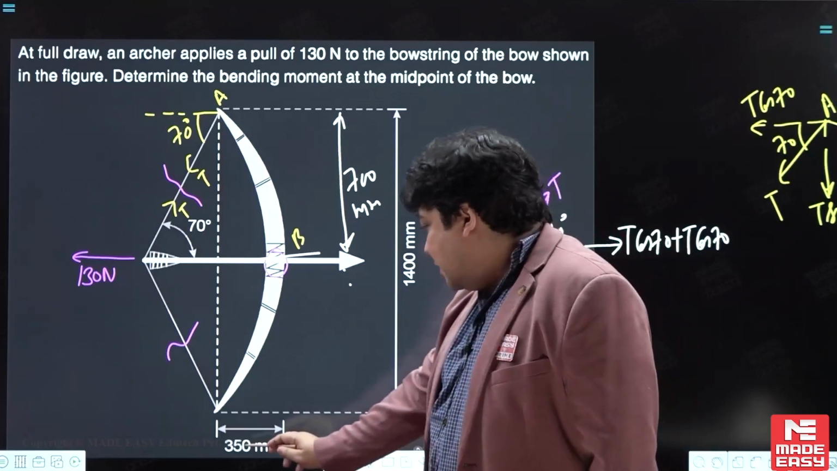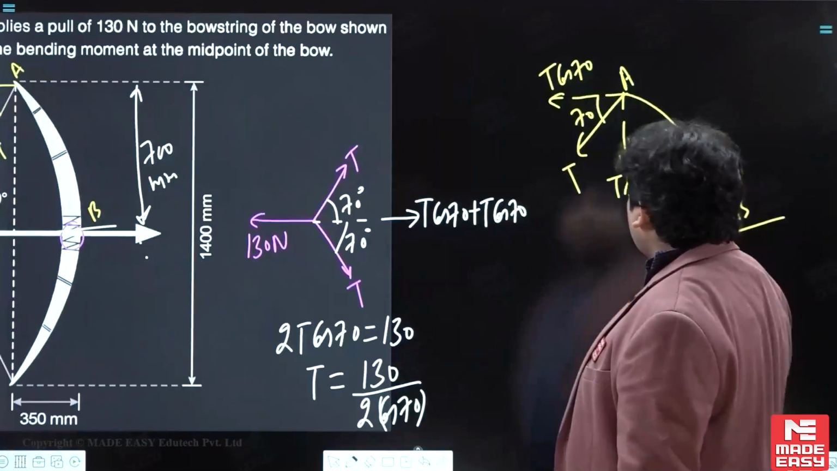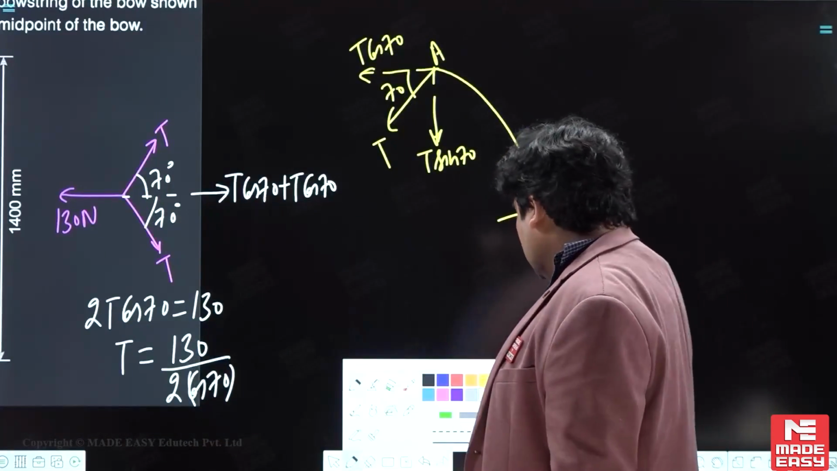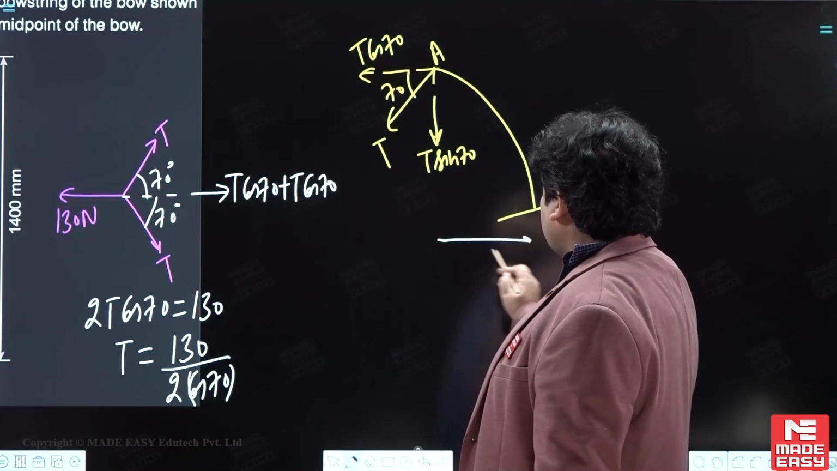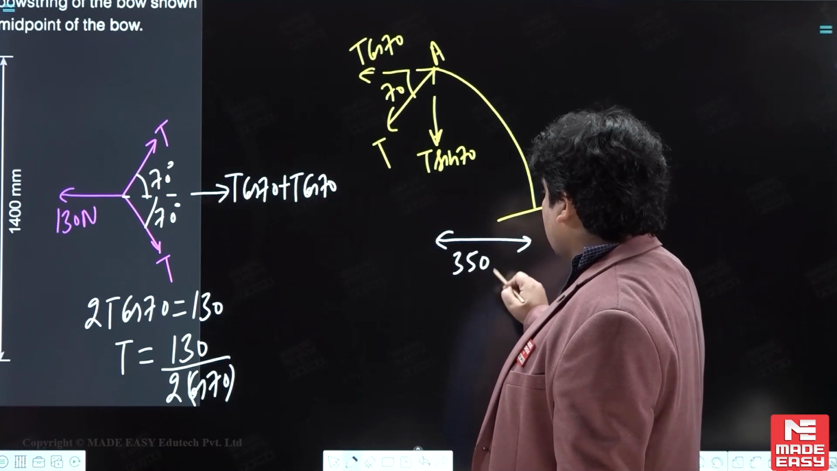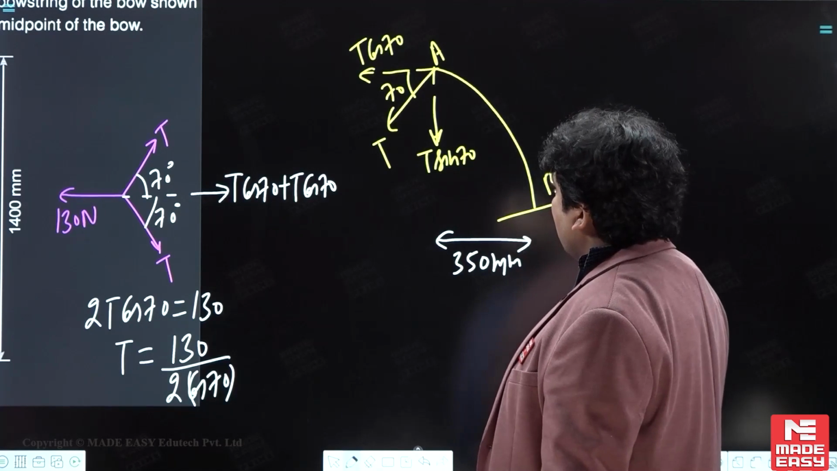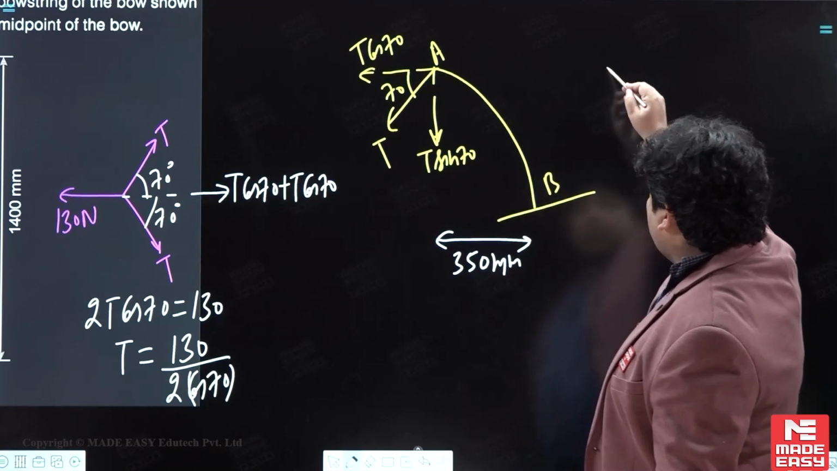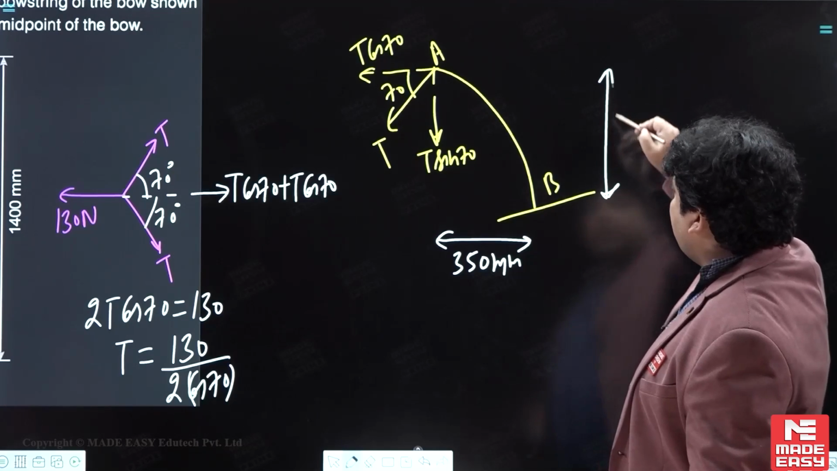And this distance is given, that is 350 mm. So we can find the distance, and we can find the moment value. So check this distance: that distance will be 350 mm. And this distance is 1400 mm, and 1400 by 2 is 700 mm.